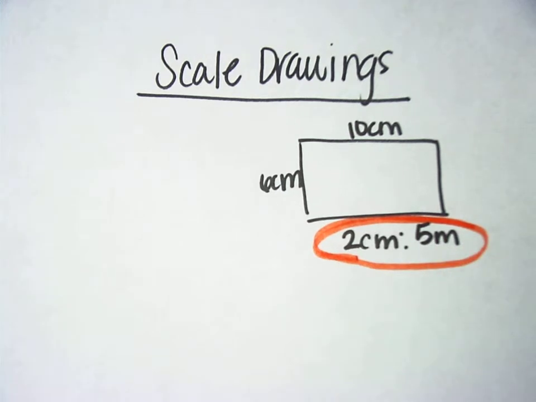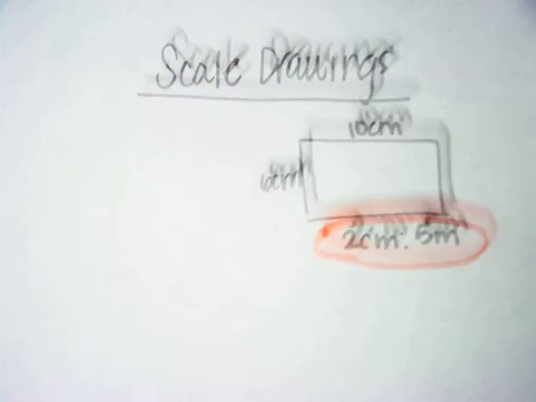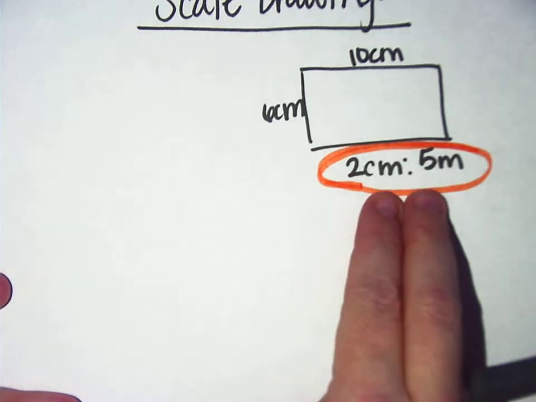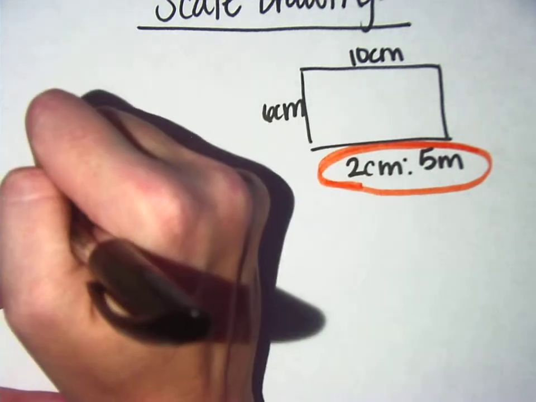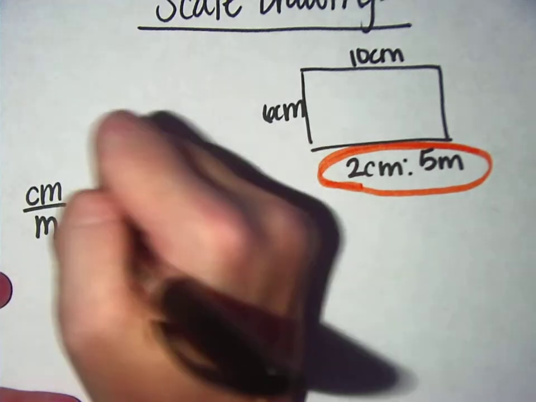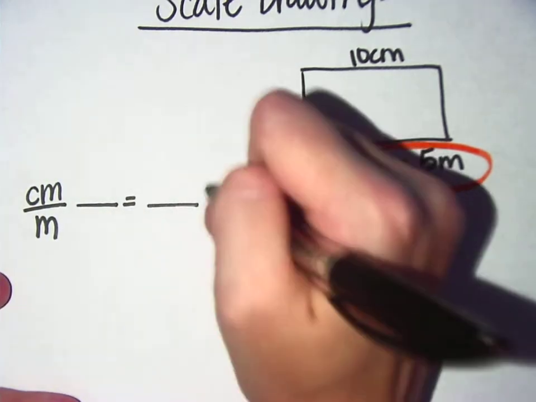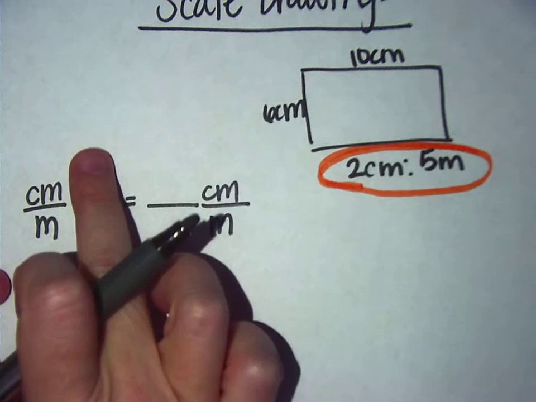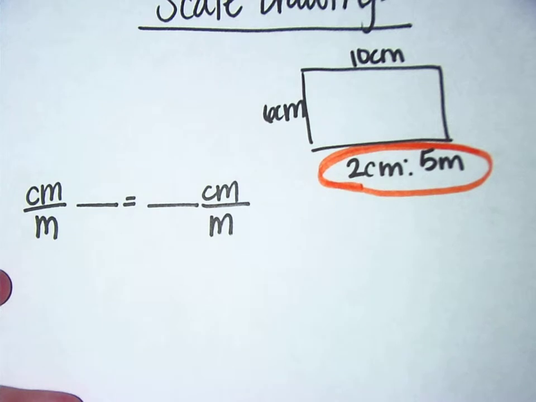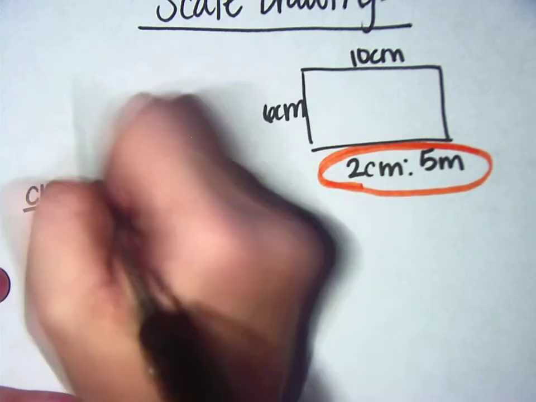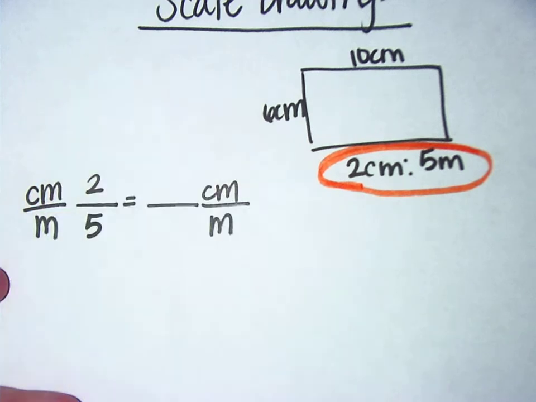So now that we found our scale, we need to go ahead and set up our proportions. And you're going to set up your proportions using the 2 measurements that we have here. And we have centimeters and meters. So I'm going to put centimeters over meters. And we're going to set up our proportions the same way we have with everything else. Okay. And we're going to fill in our scale right here. Our scale is 2 centimeters for every 5 meters. So I'm going to put 2 over 5.